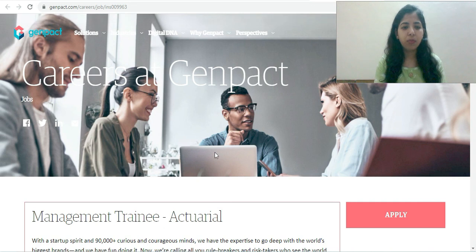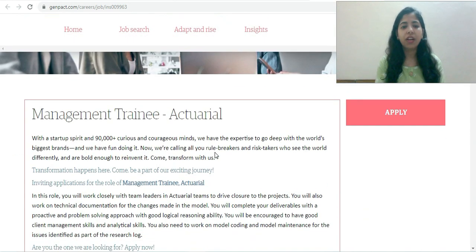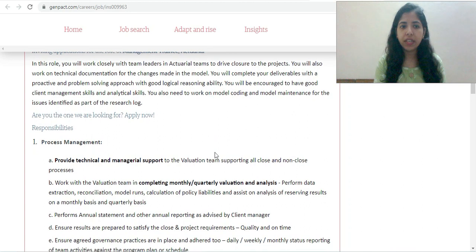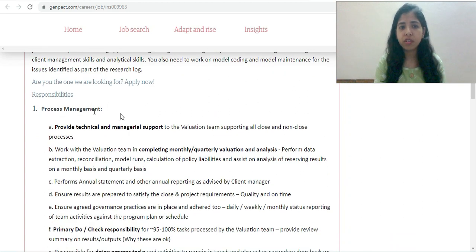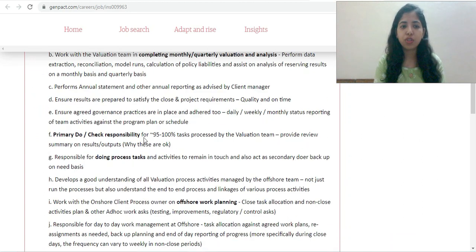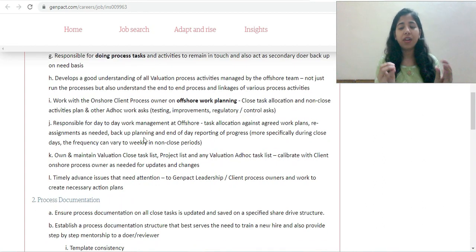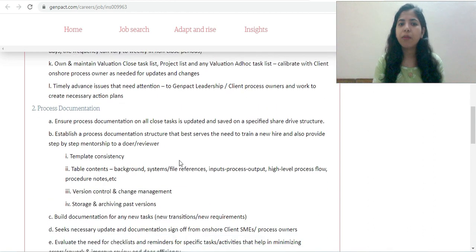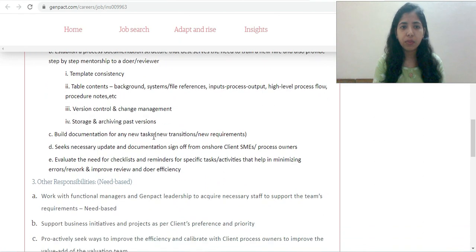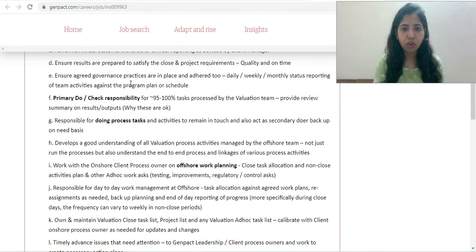Next, the profile we are moving on to is Management Trainee in Actuarial. You can again go through the details like what the job roles and responsibilities would be, like process management, etc. What I understand from actuarial is that you should have a very good command over mathematics, and your understanding and calculation part has to be super strong. This is the requirement of this profile. A lot of job roles and responsibilities are listed here, so you can go through the details.